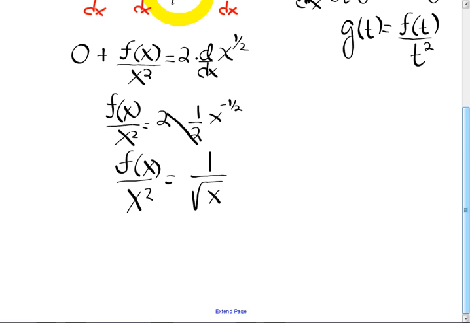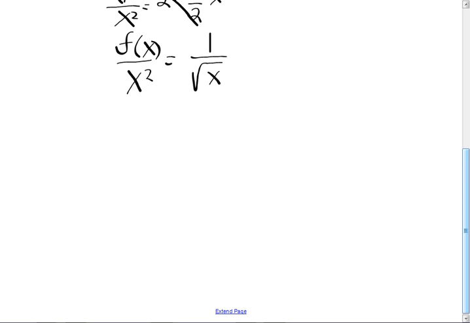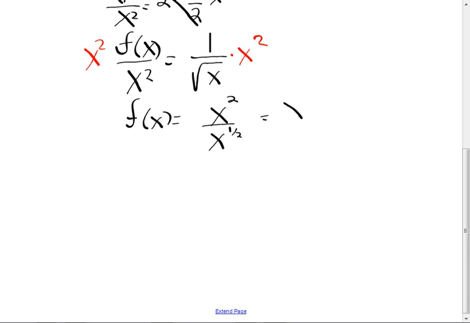And then how do you find f of x? Multiply by x squared. I'm not asking for f prime. I'm asking for f of x. If they ask for f prime, yeah, I could do that. So f of x equals x squared divided by x to the 1/2. So it's x to the what? 3/2.